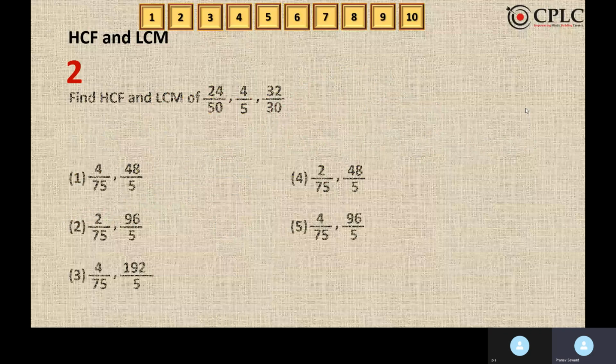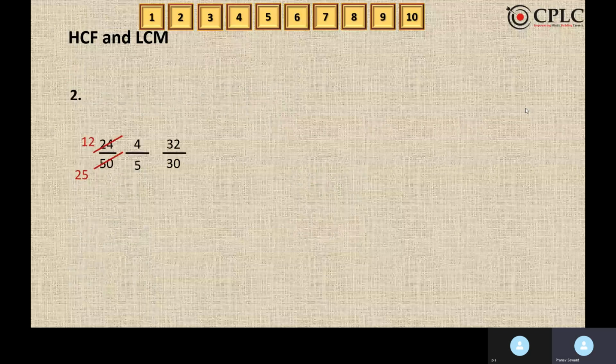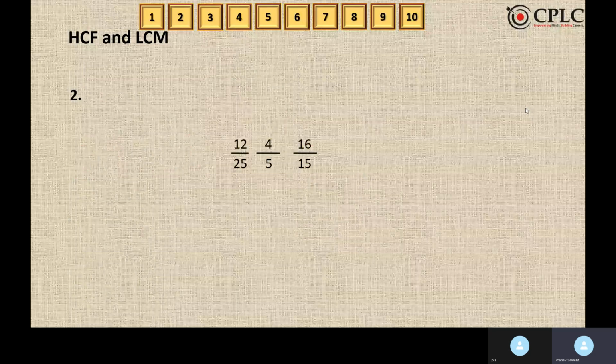Moving to the next question. Find HCF and LCM of 24 by 50, 4 by 5 and 32 by 30. Now before applying the formulas that we have, first we'll cancel out the values if we can. So 24 and 50 can be cancelled out by 2. Similarly, 32 and 30 can be cancelled out by 2. And these are the values that we will work with now.